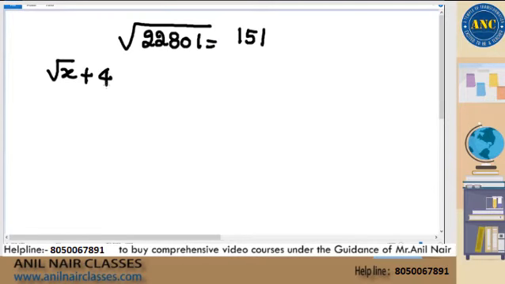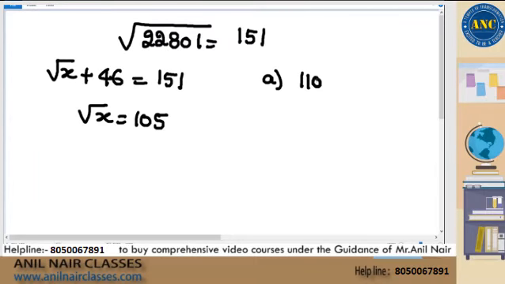This is the traditional method. We should not use this traditional method. You are sitting in my class to learn my way of solving. This is 151. So root x is nothing but 105. What is the answer we got? 11025. Listen carefully.